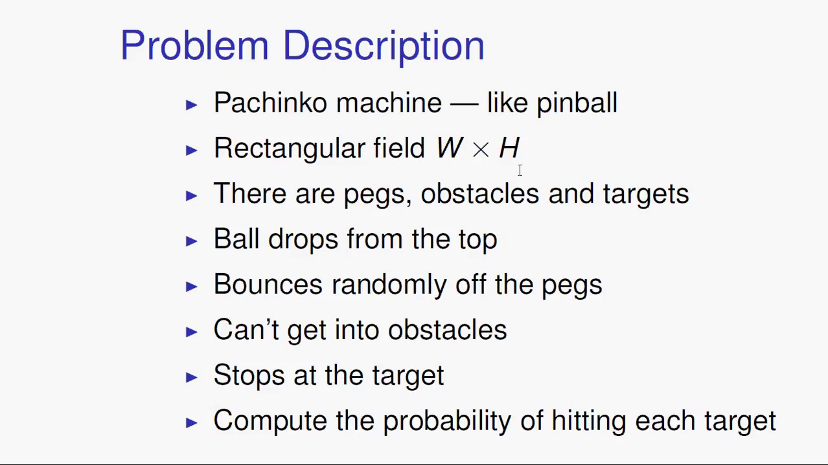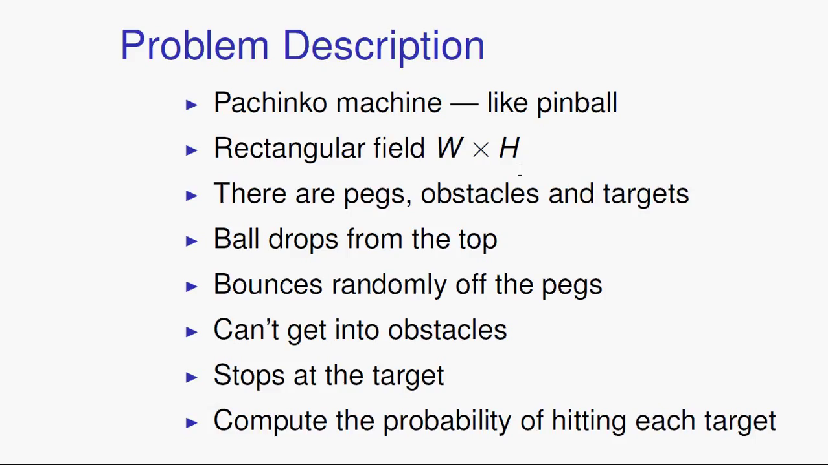And the same is for going up, probability is U, for going left, the probability is L, or for going right, the probability is R. And those four numbers sum up to 1. So the ball always bounces off in one of those four directions. The ball cannot get into obstacles, so if there is an obstacle in a square, then it can't get there even if it has to bounce off the peg.